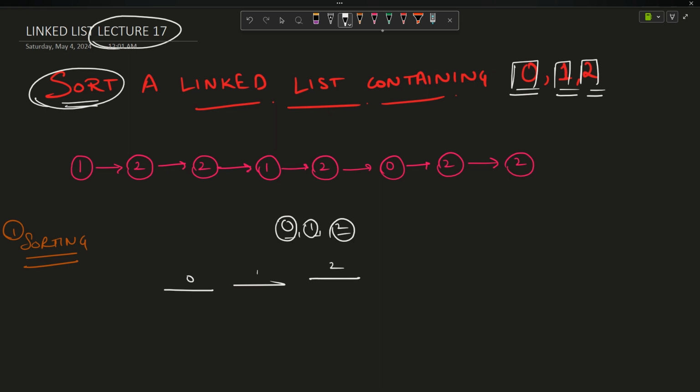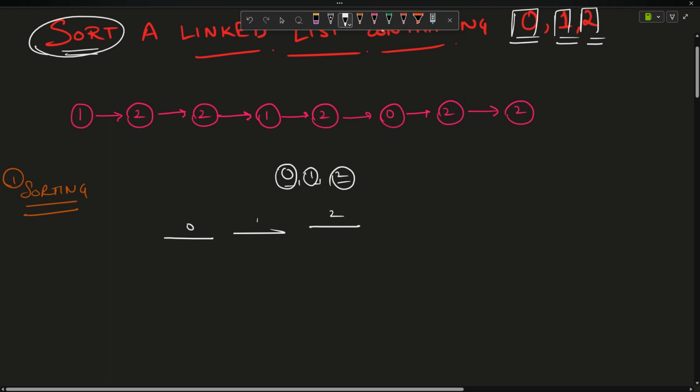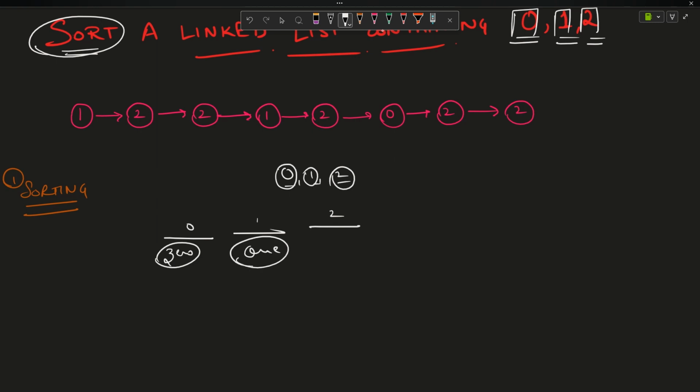So the algorithm I have in mind is to count the number of zeros: we declare a variable for 0 and we get the number of zeros in the linked list. Similarly for 1 and similarly for 2. Now we have the number of zeros, the number of ones, the number of twos. What do we do now? We now traverse the linked list, right?